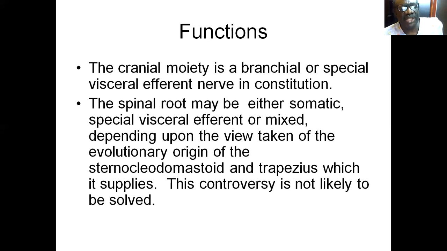So I have stylishly told you that the accessory nerve supplies two muscles, the sternocleidomastoid and the trapezius muscle. This controversy relating to the cranial moiety of the accessory nerve is not likely to be solved.